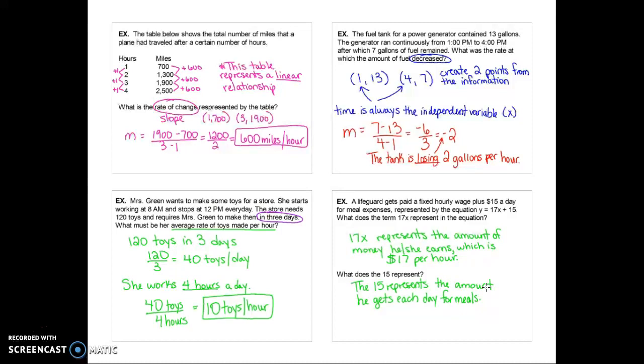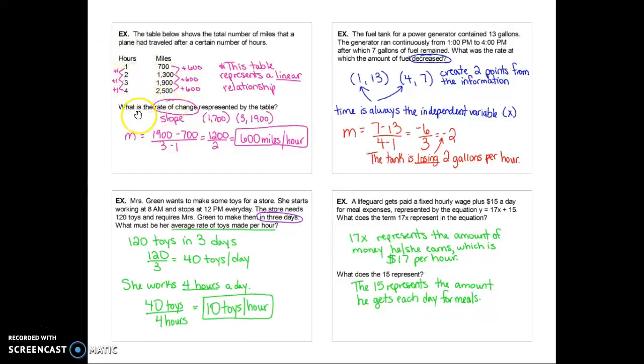All right, a few more examples. The table below shows the total number of miles that a plane had traveled after a certain number of hours. So we're looking at the total number of miles that a plane went after a certain number of hours. It has the hours listed here, the miles listed in this column. Now remember that your time should always be your x value. So hours is your time, that should be your x. So in this case, miles has to be your y value.